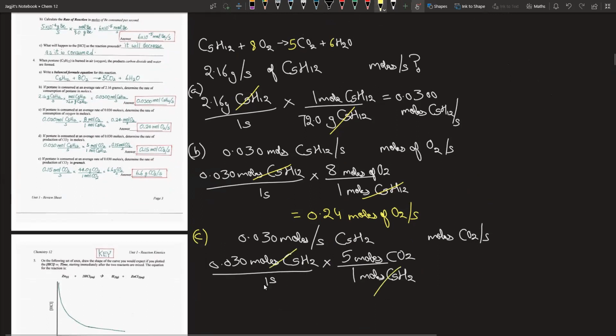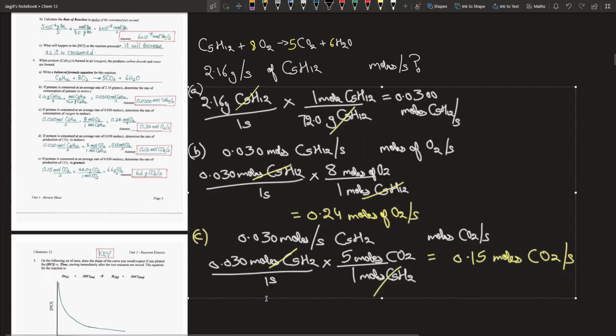Moles of C5H12, moles of C5H12, it cancels out. So now we have 0.03 times 5. 0.03 times 5 will give you 0.15 moles of CO2 per second. We've expressed this reaction rate in terms of moles of CO2 per second now. So far, so good? Yeah.